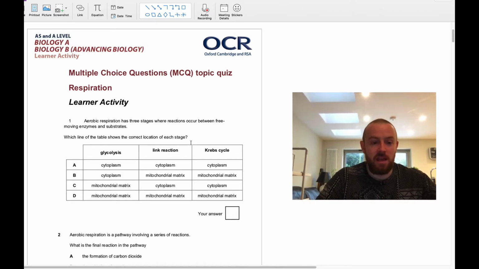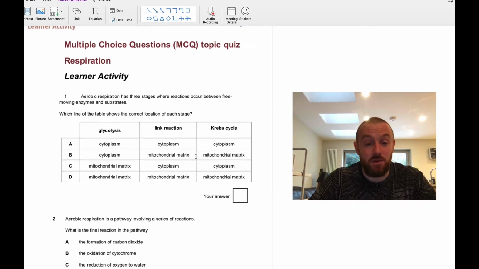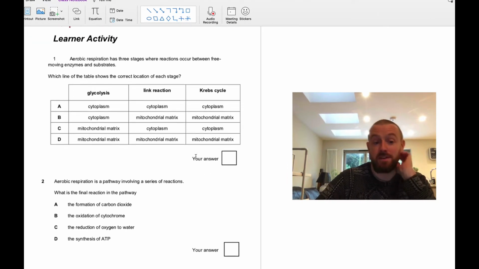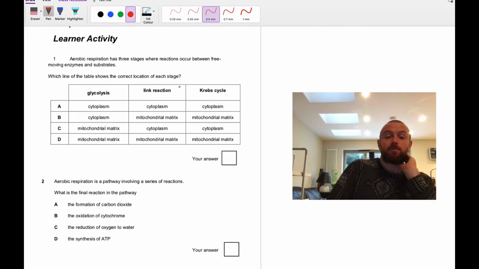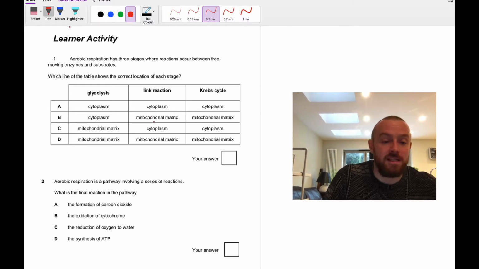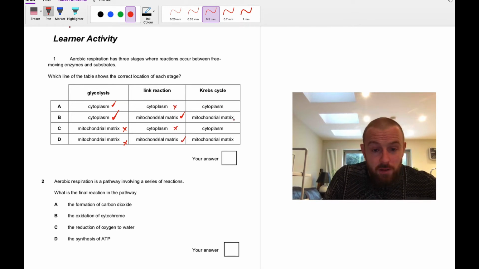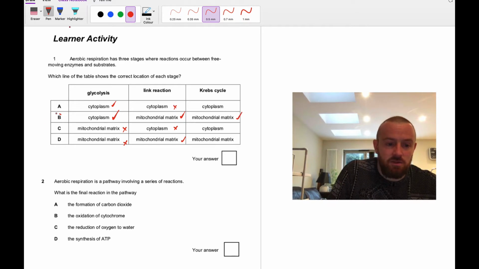So the first question here: aerobic respiration has three stages where reactions occur between free-moving enzymes and substrates. Which table shows the correct location? This is just a recall question, where do things happen? Glycolysis happens in the cytoplasm, not in the matrix. The link reaction happens in the matrix, so therefore it's B, and let's just check with the Krebs. Yes, that's also in the matrix. So the answer is B.